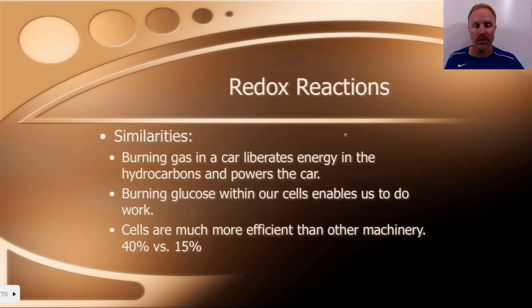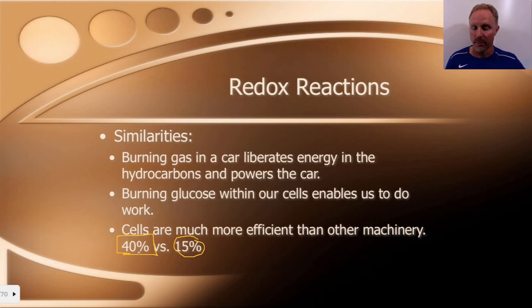Okay, so we talked about some of the similarities of burning gasoline in the car. And if you think about an automobile and the miles per gallon, generally speaking, they're about 15% efficient. So they're very inefficient, in other words. And a lot of the energy is given off, of course, as heat, friction with the road, air resistance, those sorts of things. And our cells are about 40% efficient. So, almost 3 times more efficient than a very efficient automobile.